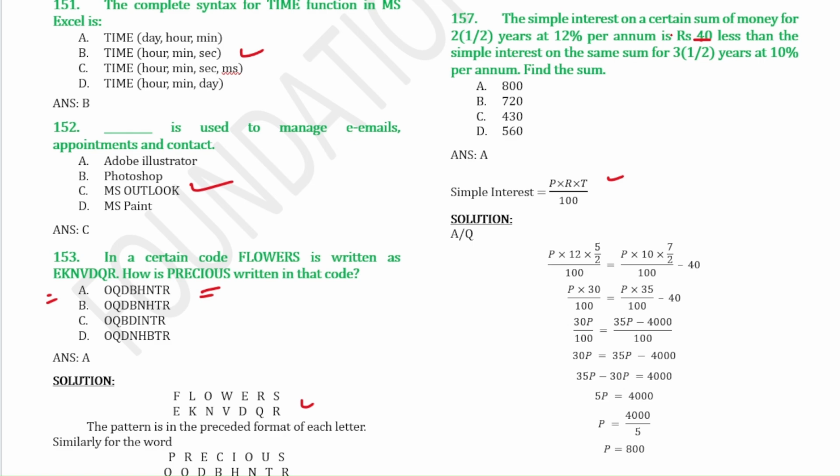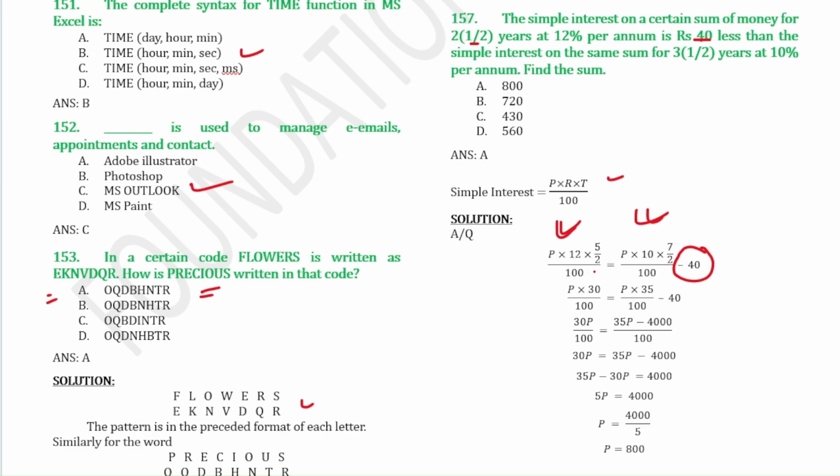So the simple interest for this part is 40 less, meaning you will subtract the 40 from this second part, because it is less, right? The simple interest that you have obtained from 2.5 years is less than the simple interest that you have obtained from 3.5 years. So this is the 2.5 years part, this is the 3.5 years part.